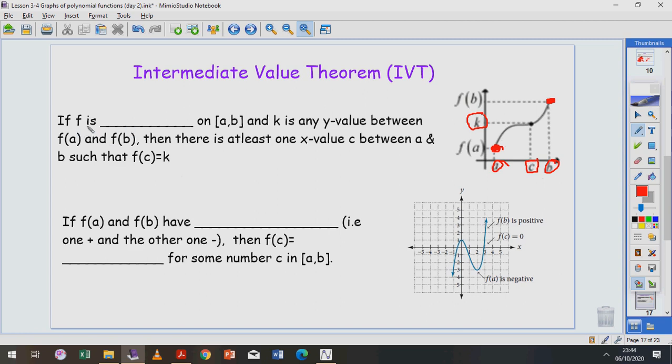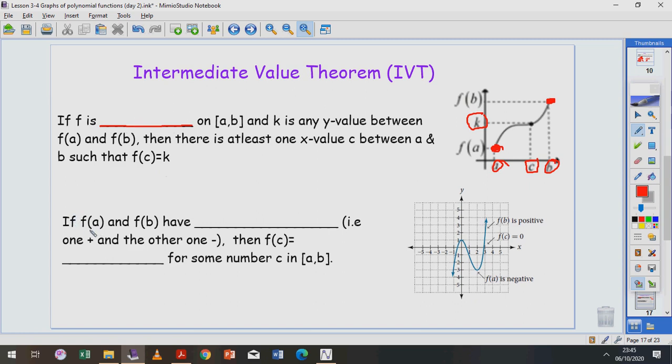So this fancy language: if f is what do you think can fill in this blank on a and b, and k is any y value between f of a and f of b, then there's at least one x value c between a and b such that f of c is equal to k. There could be at least one, but there's infinitely many values between two values on a function. So find a suitable word to fill this in to show that you've understood that idea.